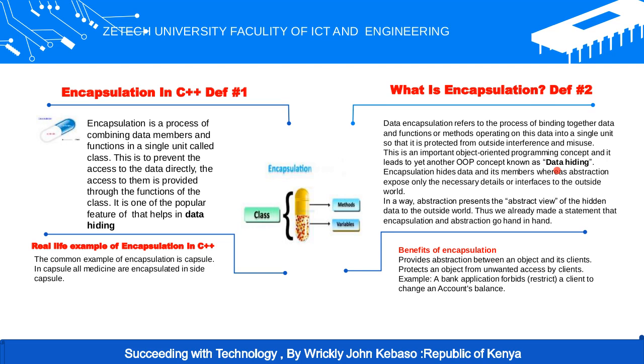All right, we are saying this is an important object-oriented programming concept, and it leads to yet another OOP concept known as data hiding. Brothers and sisters, the meaning of data hiding is when you put variables in an access specifier called private, you are hiding them from other classes, or in what you call protected, you are also hiding them, but to a certain percentage.